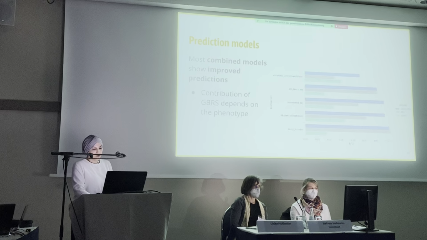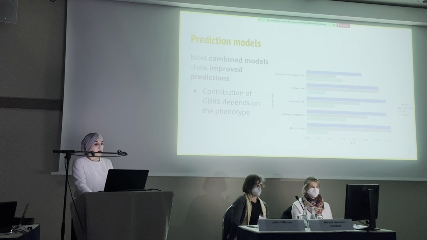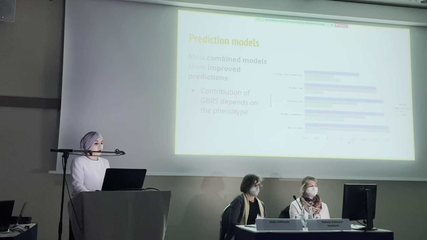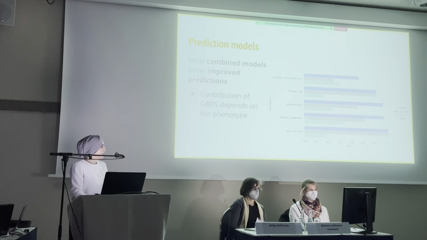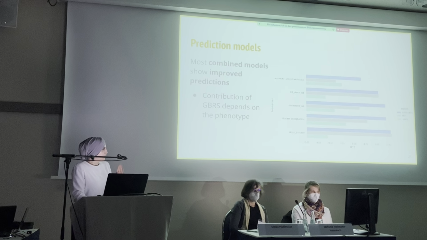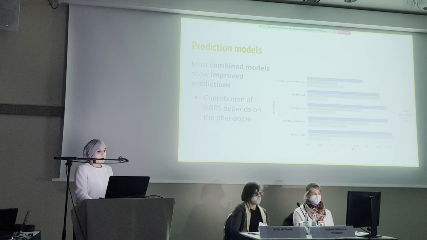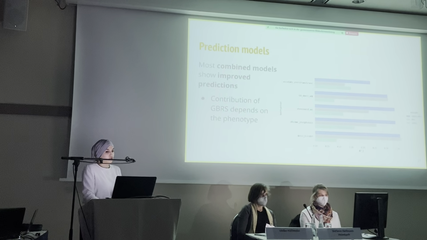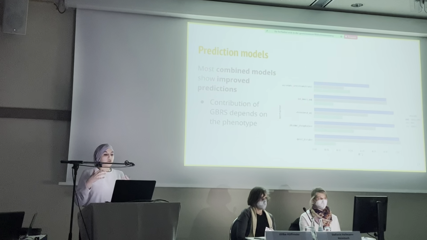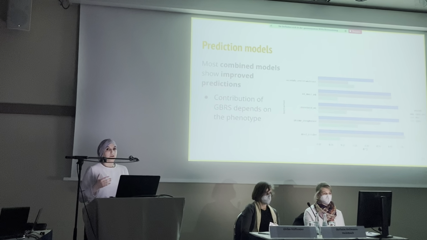Let's take a closer look at a couple of examples. Here we can see that, for example, aspartate aminotransferase, cholesterol, and alkaline phosphatase show improvement when using the combined model rather than the BRS individually or the GBRS individually, while LDL direct and direct bilirubin don't show improvement. This is just to mention that the contribution of the GBRS depends really on the phenotype and the genetic architecture of that phenotype.